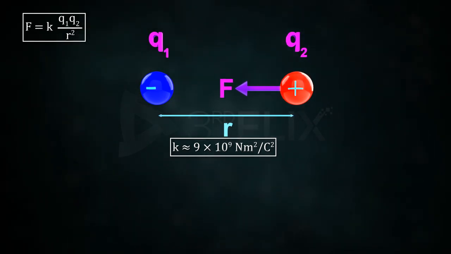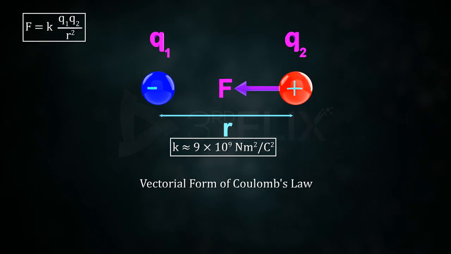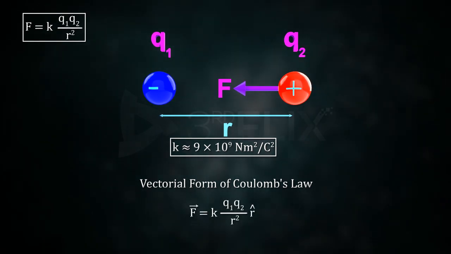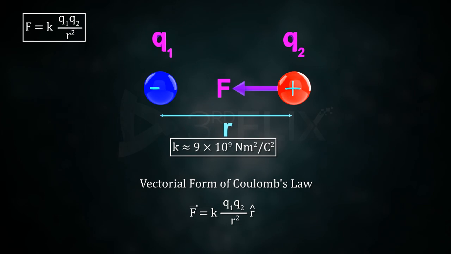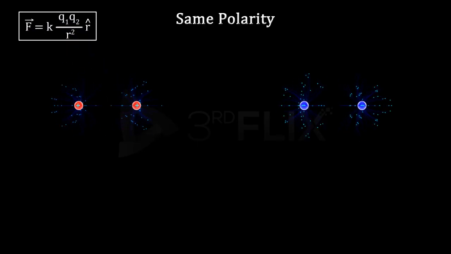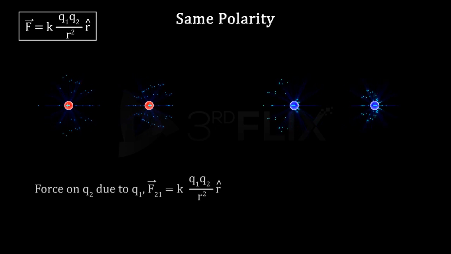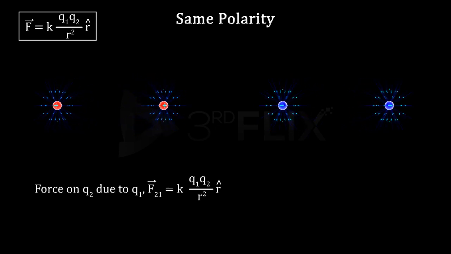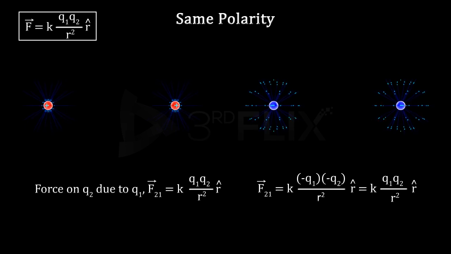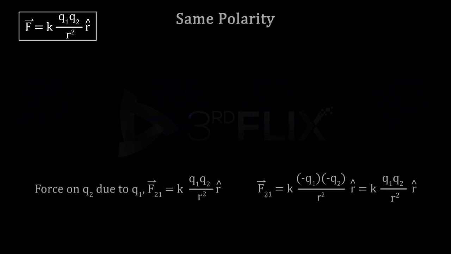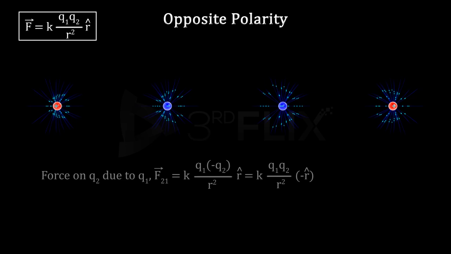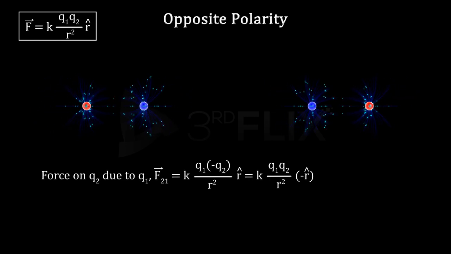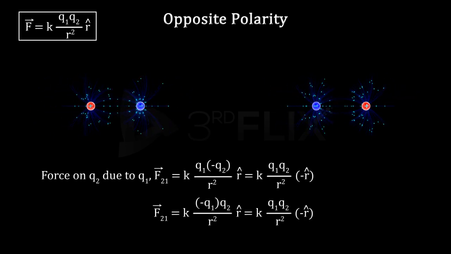Coulomb's law can be written in a vectorial form as F equals K into Q1 Q2 by r square r cap. You can observe that if Q1 and Q2 have same polarity, the force between them is repulsive and force on Q2 due to Q1 is in r cap direction. If Q1 and Q2 have opposite polarity, they attract each other and force on Q2 is in minus r cap direction.